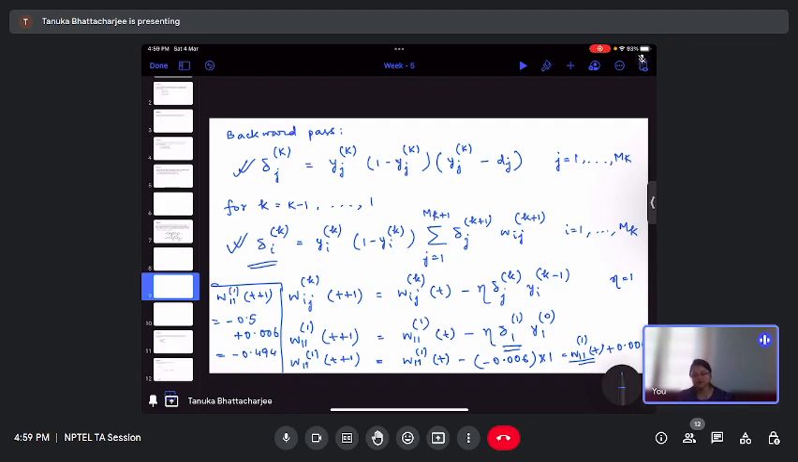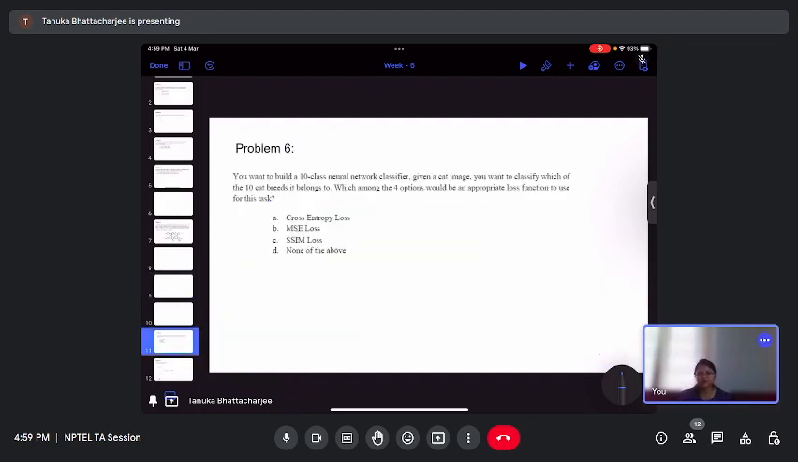Okay, let us move on to the next question then. The next problem is, you want to build a 10 class neural network classifier given a cat image. So your input is a cat image and you have, let us say, 10 different types of cat images you want to classify into one of those 10 classes. You want to classify which of the 10 cat breeds it belongs to. Now, which among the 4 options would be the appropriate loss function to use for this case?